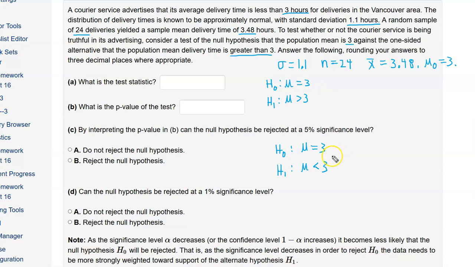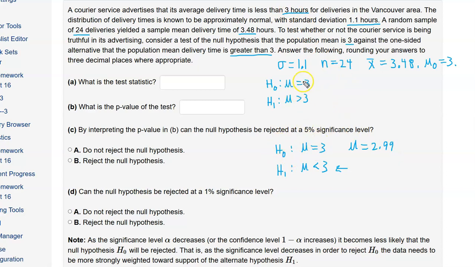If we were to set it up like this, where the alternate is that the mean delivery time is less than 3, then the burden of proof is on the company, which in this case is not really completely fair because, for example, suppose that the population mean is 2.99. Suppose that that's true. Well, in that case, with a sample size of 24, it would be pretty unlikely that we are going to reject the null hypothesis and support the alternate. It would be unlikely for that to happen, even though the company is being truthful. 2.99 is definitely less than 3.